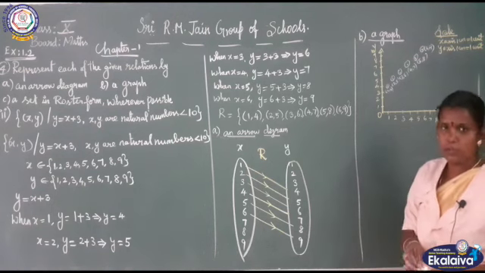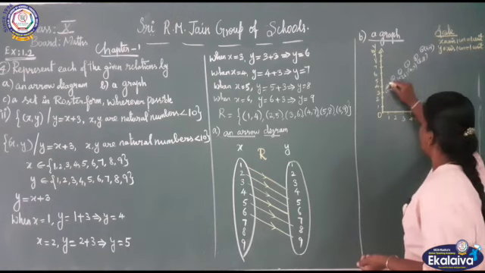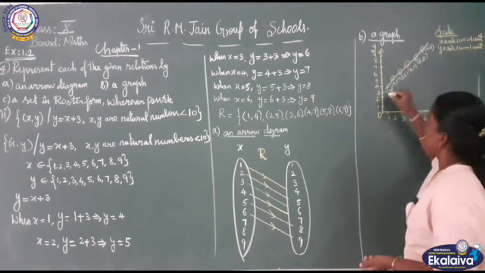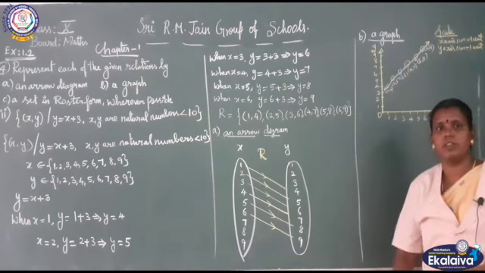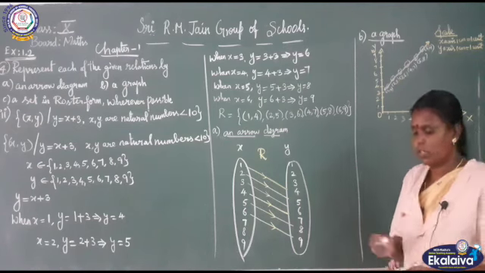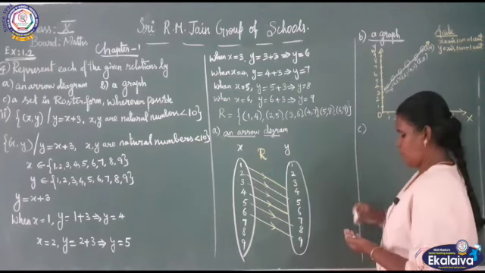After plotting the points, we have to join the points by a line, which represents the graphical form. Are you clear, children, with option B? Then option C, where the relation is given as a set in roster form.